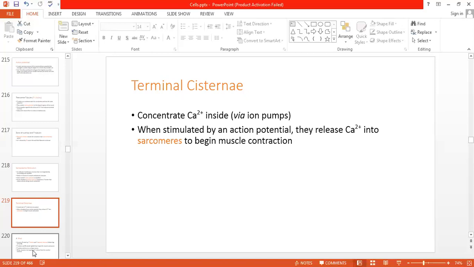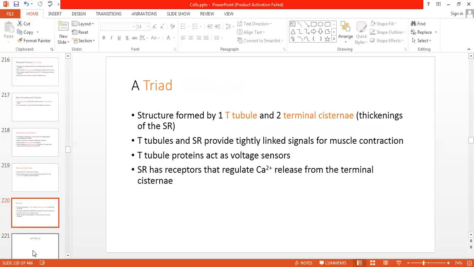A triad is a structure formed by one T tubule and two terminal cisternae of the sarcoplasmic reticulum. T tubules and the sarcoplasmic reticulum provide tightly linked signals for muscle contraction. T tubule proteins act as a voltage sensor. The sarcoplasmic reticulum has a receptor that regulates calcium release from the terminal cisternae.